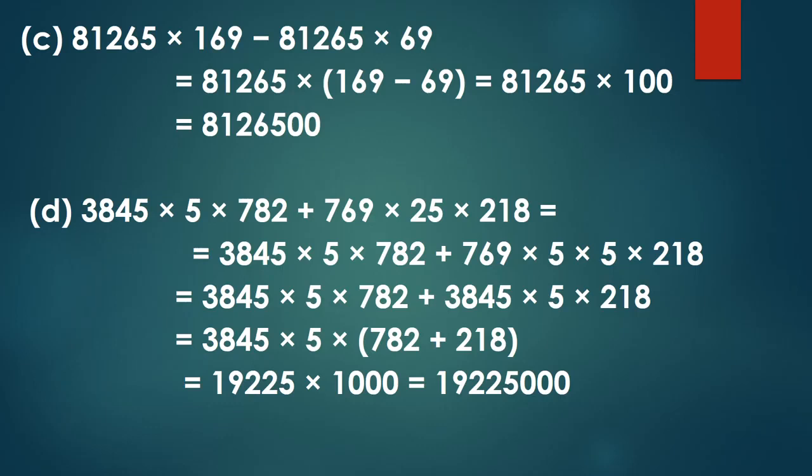So 81,265 multiplied by 100 is 81,26,500.